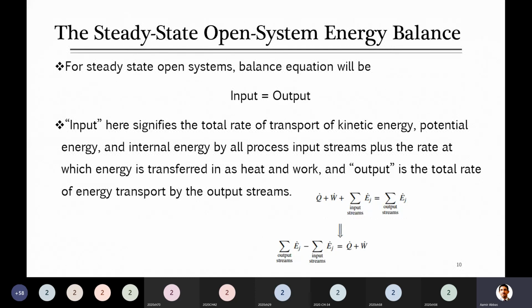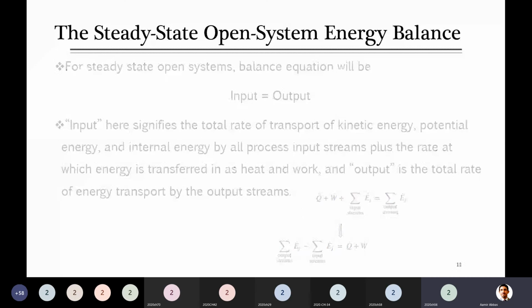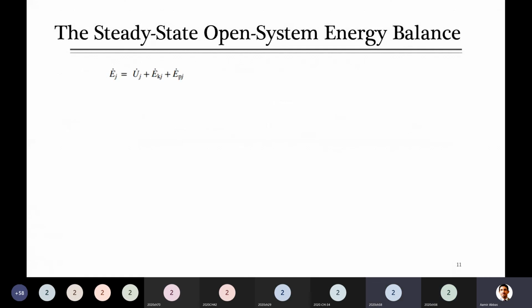So now we have to write the sum of all input streams' energy. That energy is in the form of three forms. Can you tell me what are those three forms of energy here in this E? Internal energy, potential energy, kinetic energy. Yes, good. In the closed system, kinetic, potential, or internal energy. Yes, good. So here I have written J. J is for any stream. You can consider 1, 2, 3, any stream, J stream.